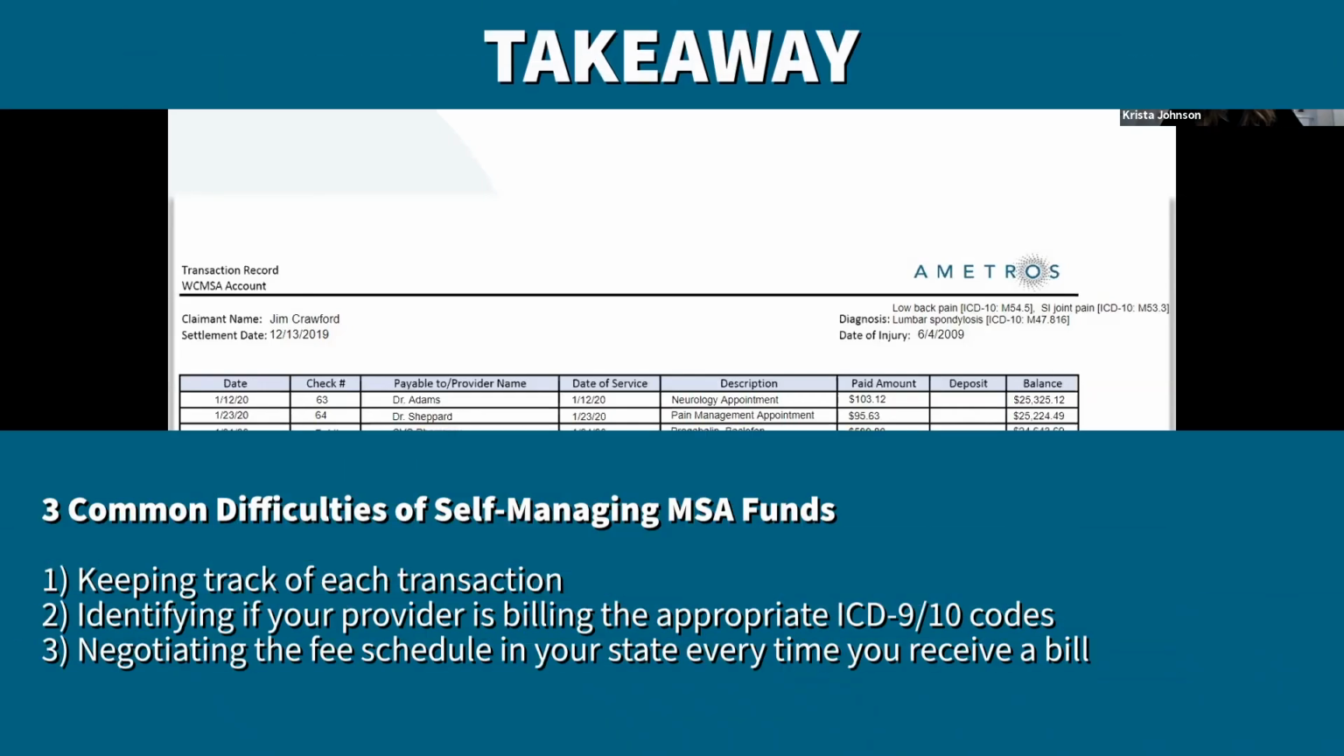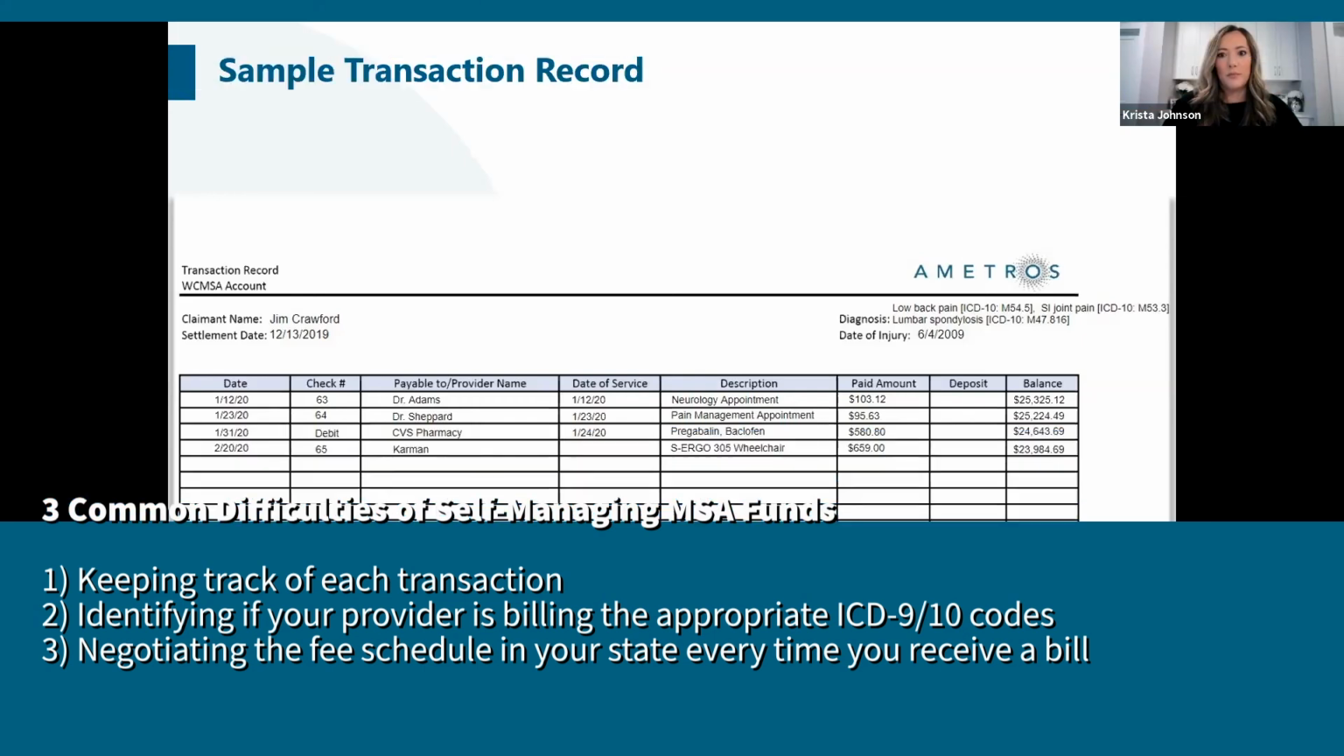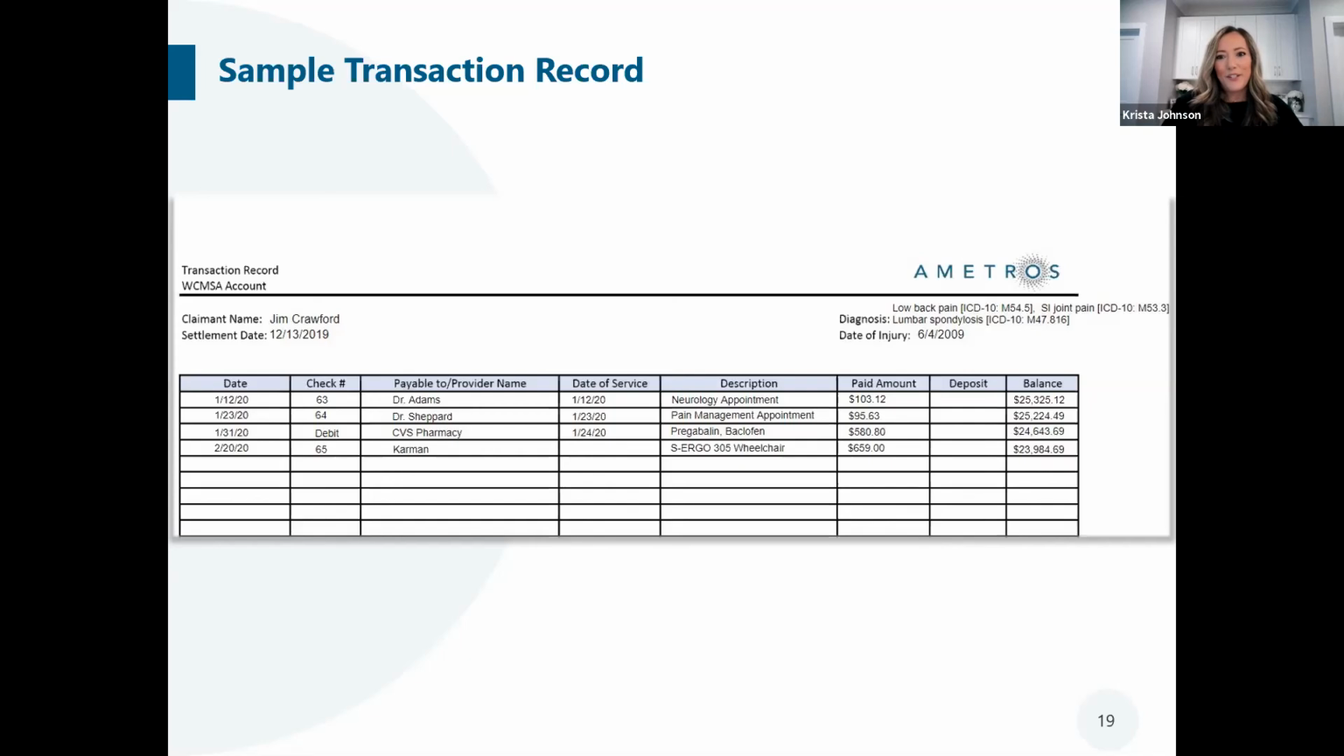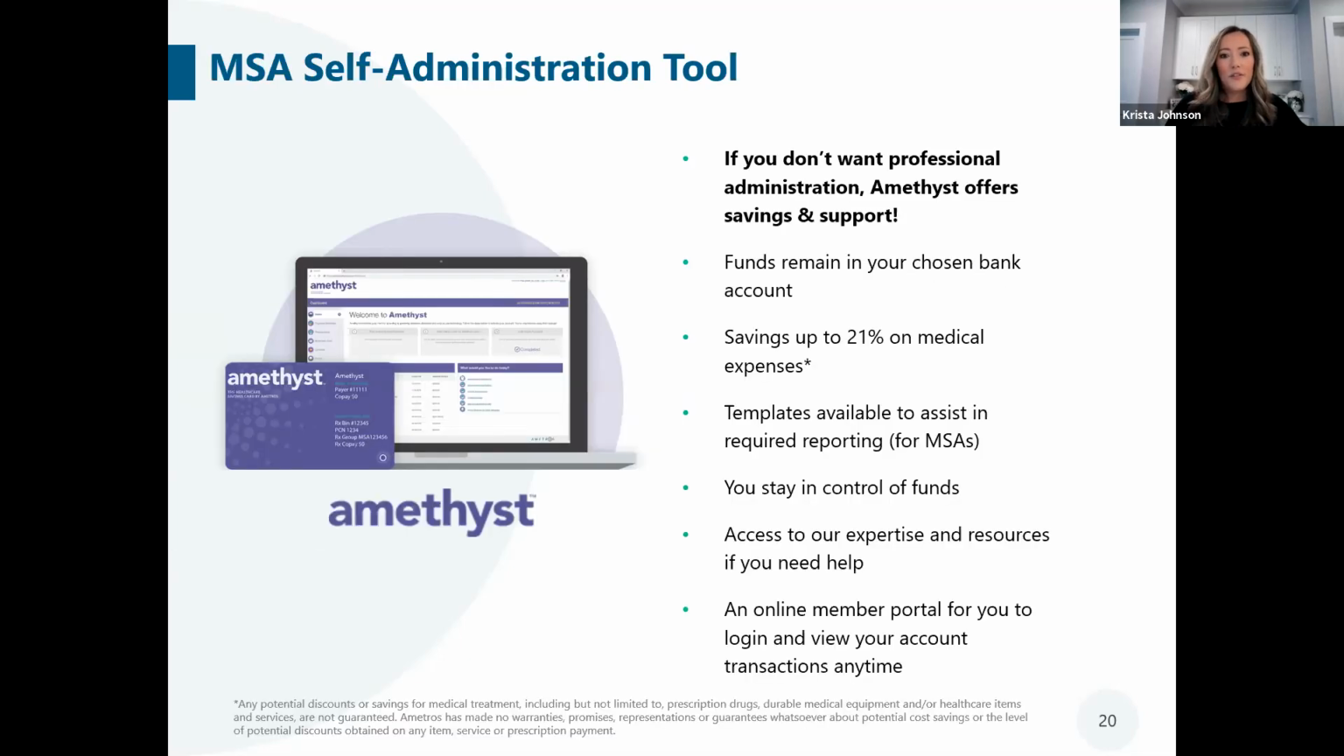So Jim identified 3 difficulties. First being keeping track of each transaction. Second, identifying if the provider was even billing the appropriate codes. And third, the most difficult part was negotiating to the fee schedule in his state every time he received a bill. This caused him great frustration, so we wanted to know how Demetrius could help. We advised him of the available tools that can help make his life much easier, regardless of which option he chose.